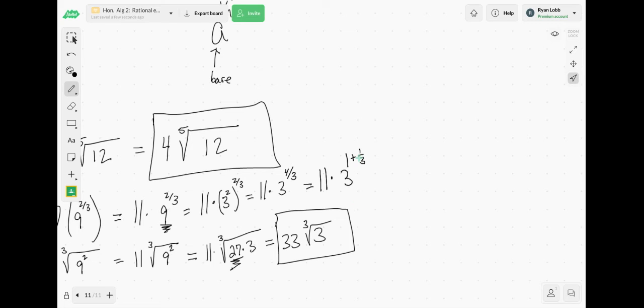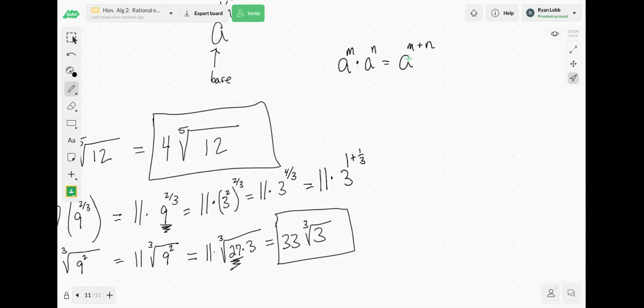Okay. Now let's think about this. When I had this property, a to the m times a to the n is equal to a to the m plus n. When you multiply like bases, you add the exponents. And this is what I said. We don't work this way a lot of times, but here's where it's valid.